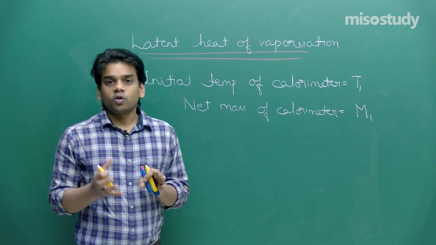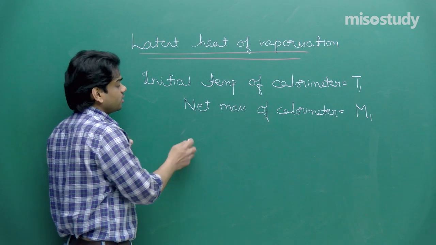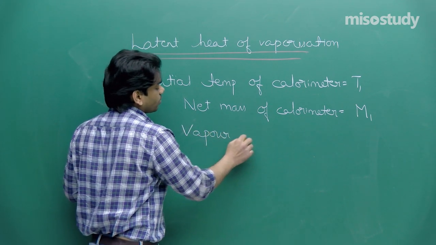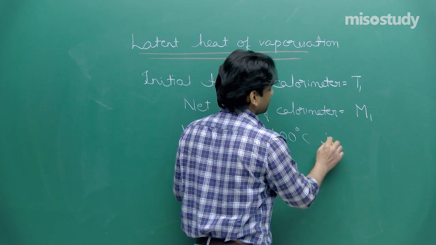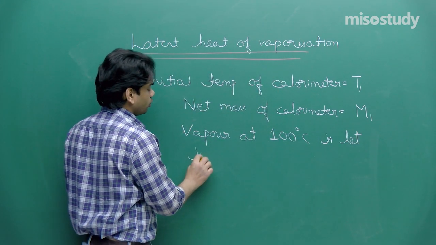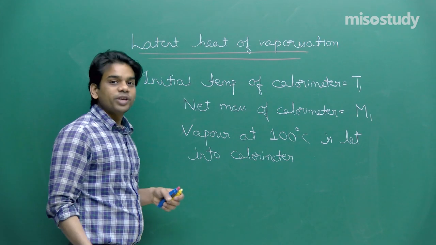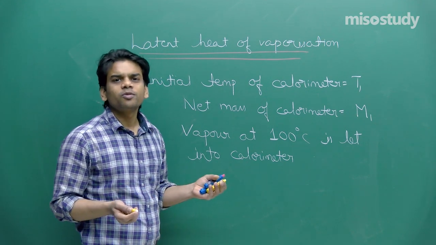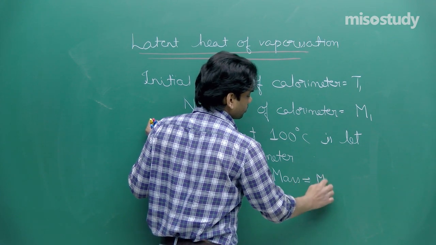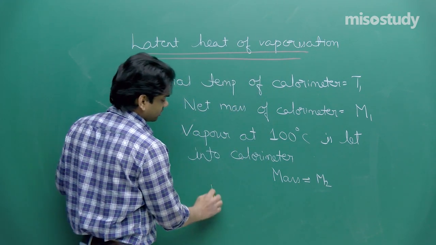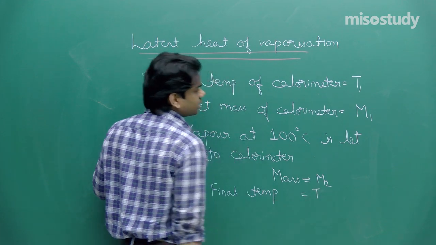What you did, you took some amount of vapor and you let it into the calorimeter. So, vapor at 100 degrees Celsius is let into the calorimeter. What is going to happen? Vapor is going to lose some amount of heat energy, and some amount of heat energy will be gained by the calorimeter. Let's say the mass of vapor is M2. Final temperature of the entire calorimeter with the steam passed, let's say this is equal to capital T.